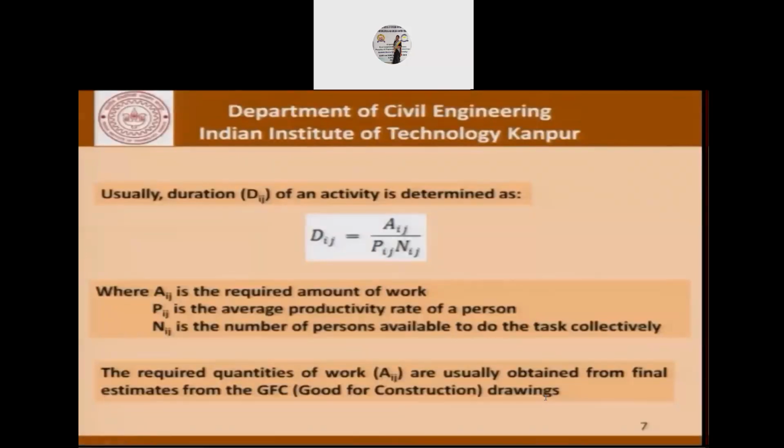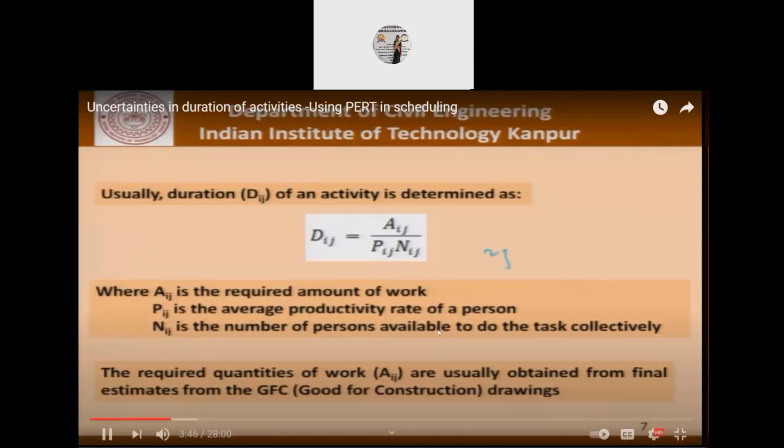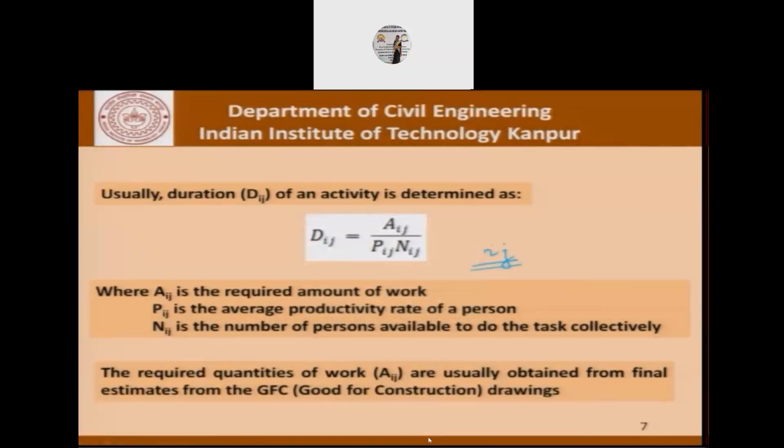Going back to the basics, usually the duration Dij of an activity is determined using this formula, which is Aij upon Pij multiplied by Nij, where ij is the activity that we are talking about.